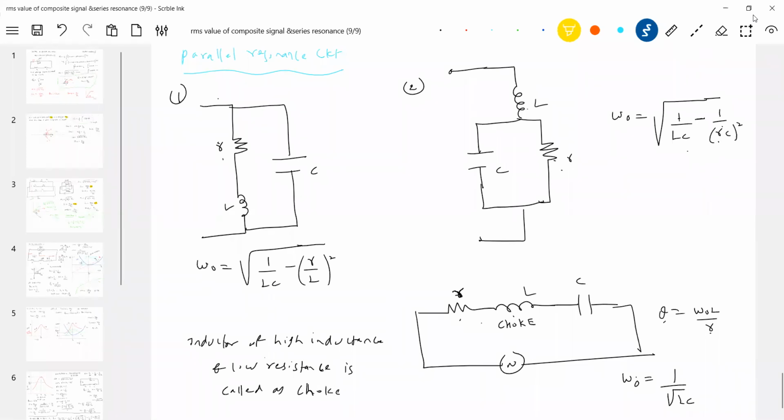So this word is very important. A choke is connected means immediately what should flash for you? High inductance, low resistance. That's what happened here. So therefore, in a series resonance circuit, shall I place an inductor or a choke? I should connect a choke. Inductor means it can have high internal resistance also, but a choke will have low resistance.